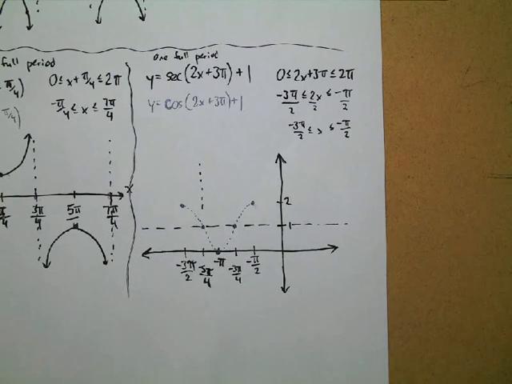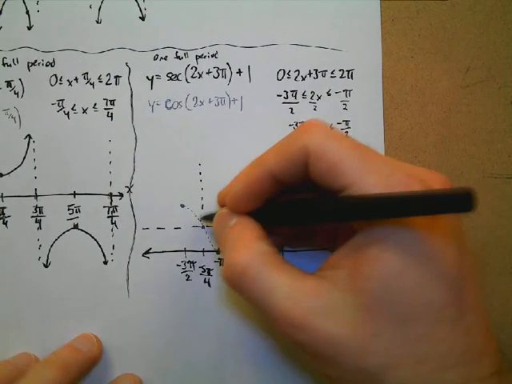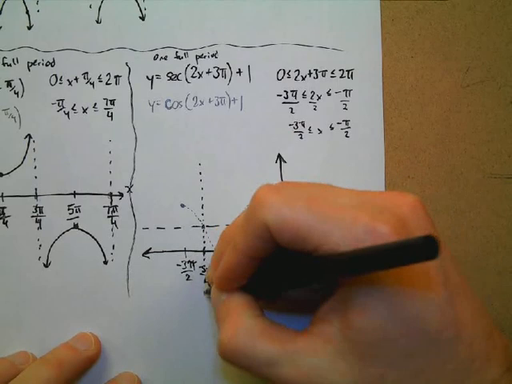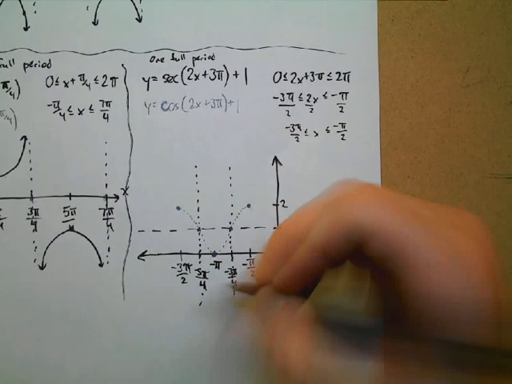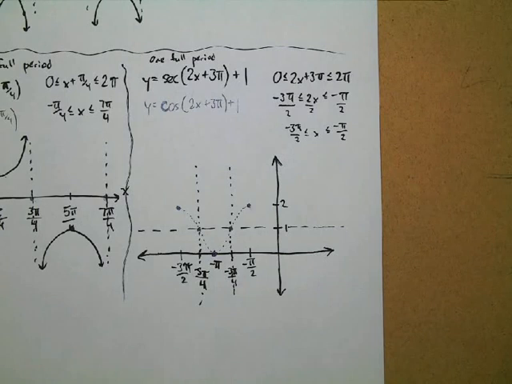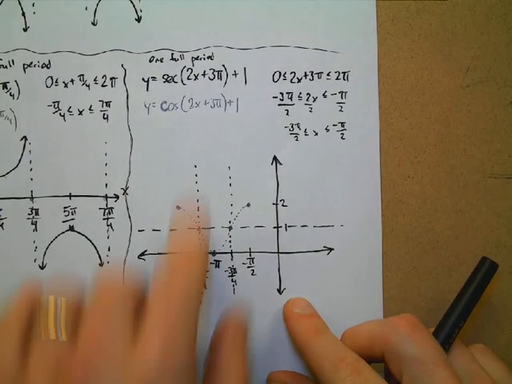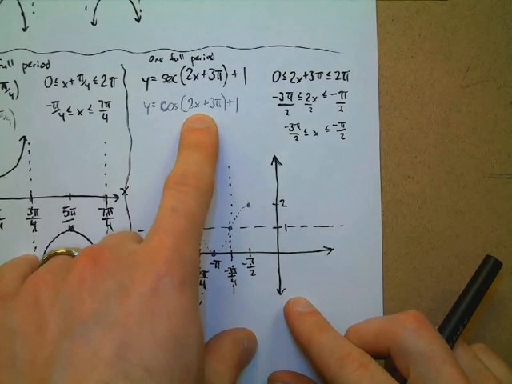Well, if I plug negative 5 pi over 4 in here, 2 times negative 5 pi over 4 is negative 5 pi over 2 plus 3 pi. It's going to give me pi over 2. Cosine of pi over 2, okay, is 0. So therefore, secant of the pi over 2, which is what we'll get when we plug in negative 5 pi over 4, is going to be undefined. Plus 1, undefined plus 1 is still undefined.